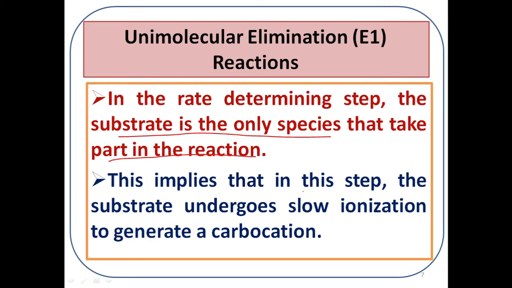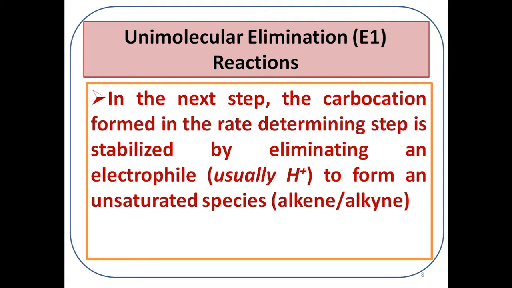And this implies that since only one species is involved in the rate determining step, that species undergoes a slow ionization to generate a carbocation. And once the carbocation is formed, it will be stabilized either by rearrangement or by eliminating an electrophile. Usually the electrophile will be a proton, that is, it will be attacked by a base to form an unsaturated species.